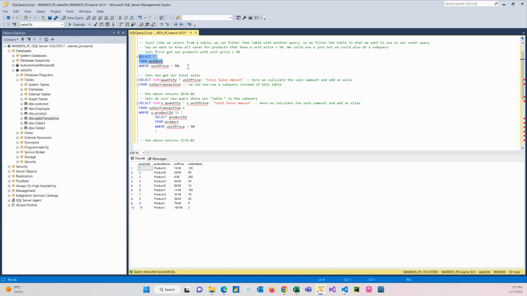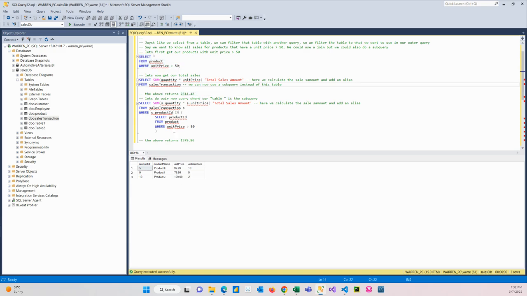Let's look at the example here. We want to know all sales for our products that have a unit price above 50. Here we could do a join with a having clause, but we can also do a subquery. So for starters, let's just have a look at all of our products that have a price above 50. We run that and have a look at it. You can see we've got 3, 99.79 and 199.